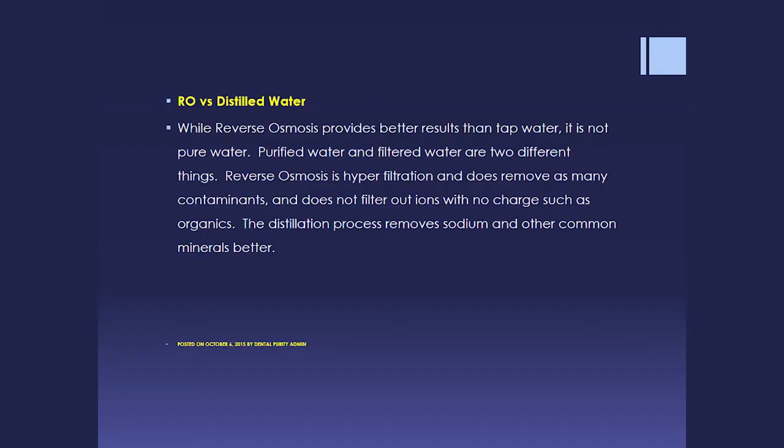So, RO water versus distilled water. There is a difference between filtered water and distilled water. Reverse osmosis is a hyperfiltration procedure, and it does remove as many contaminants as possible, but it does not filter those ions with no charge, such as organics. A distillation procedure removes sodium ions as well as other common minerals better than RO water, and that's why you should use distilled water inside a class B autoclave or other autoclaves.